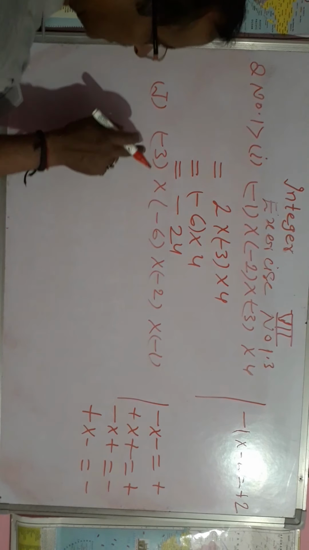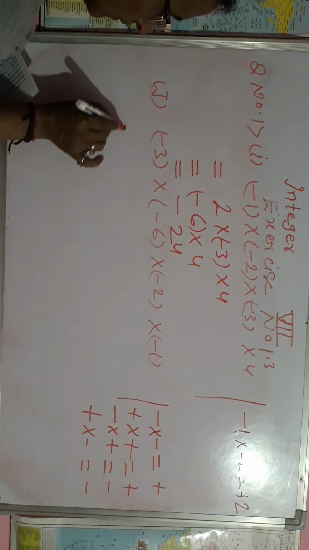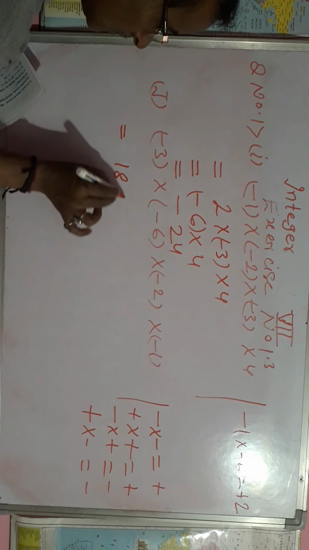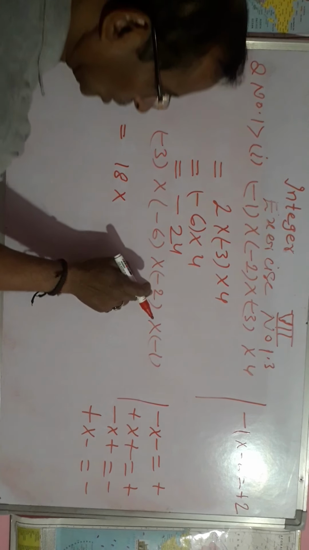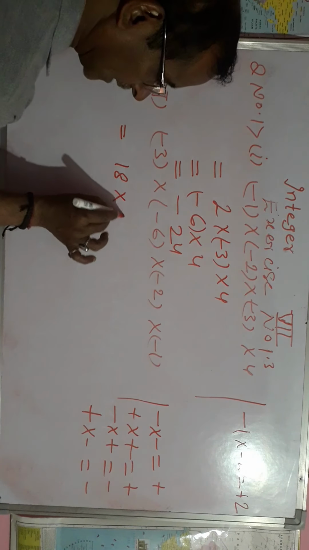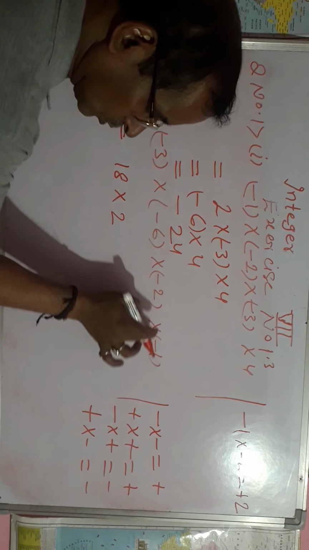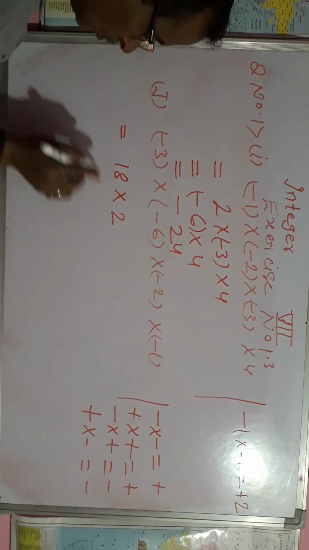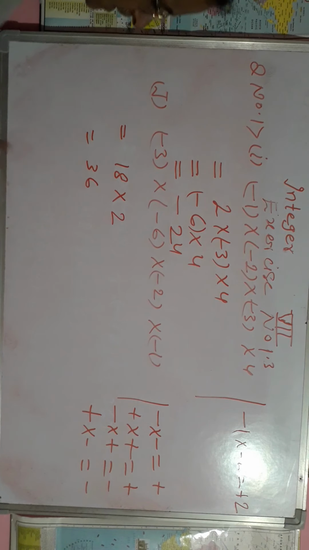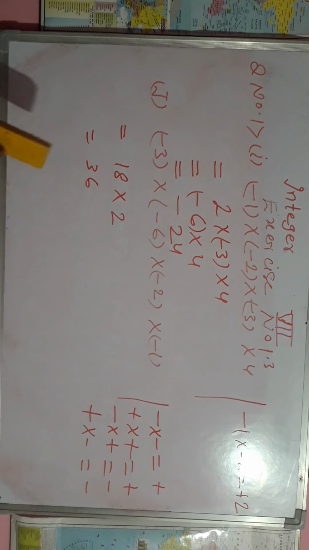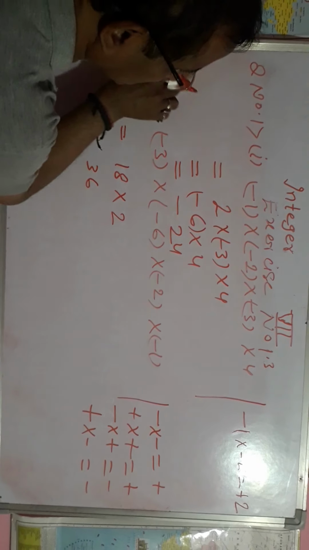Here we will solve it. Minus 3 multiply minus 6, we will get 18. Then 2 multiply 1, we get minus 1. Minus 2 multiply minus 1, we get 2. Here the answer is 36. I hope that all of you can do such questions like question number 1. And I hope that you will also practice this exercise.